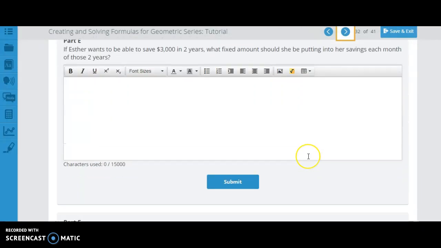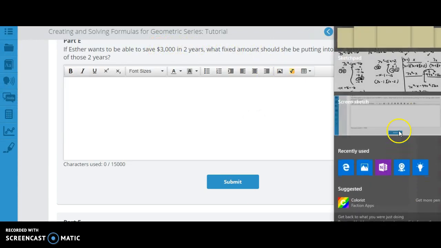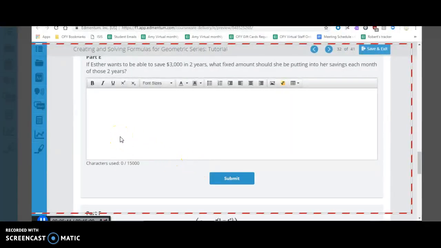Alright. Now here, she wants to be able to save $3,000 in 2 years. What fixed amount is she going to have to put in? So we have to figure out what we don't know. What we do know is that the sum after, not 12 months, 24 months, right? 2 years is 24 months. So the sum, let's just start over. The sum after 24 months is going to have to be equal to 3,000. What we know is that the same rate of 1.003 is in effect. So what we don't know is A, how much she's starting with.